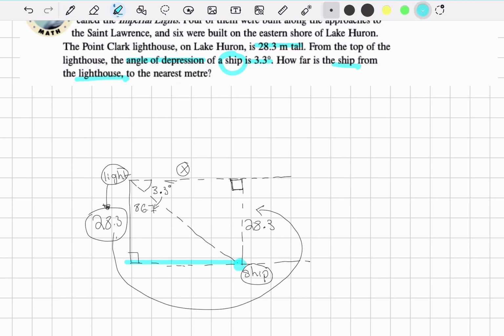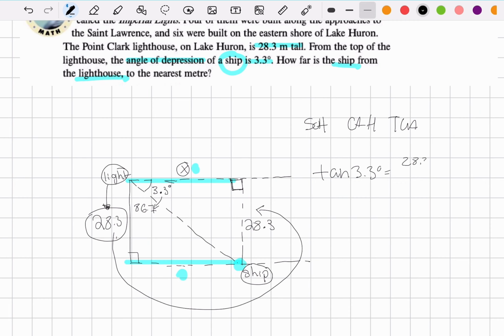I'm going to get my highlighter out because it's going to be the same here. So it's the same on both sides. So we can find that. So what we could use is SOHCAHTOA. So let's write that out. SOHCAHTOA. And in this case, we have the opposite, and we just need the adjacent. So that is going to be tangent 3.3 degrees is equal to 28.3 over x.